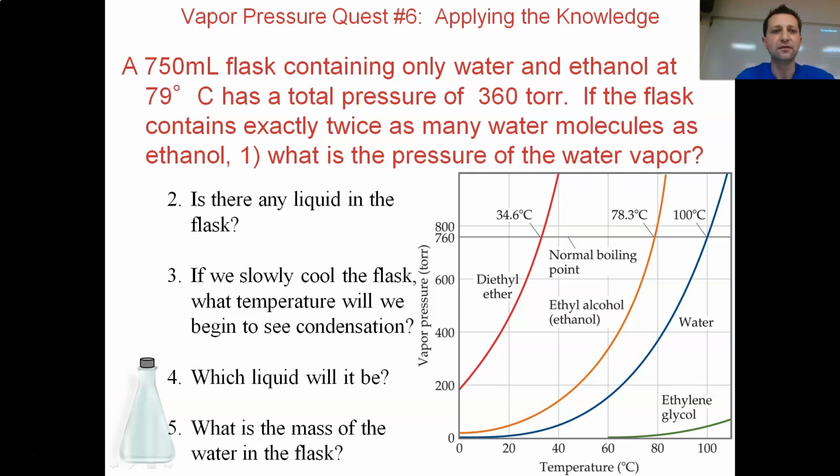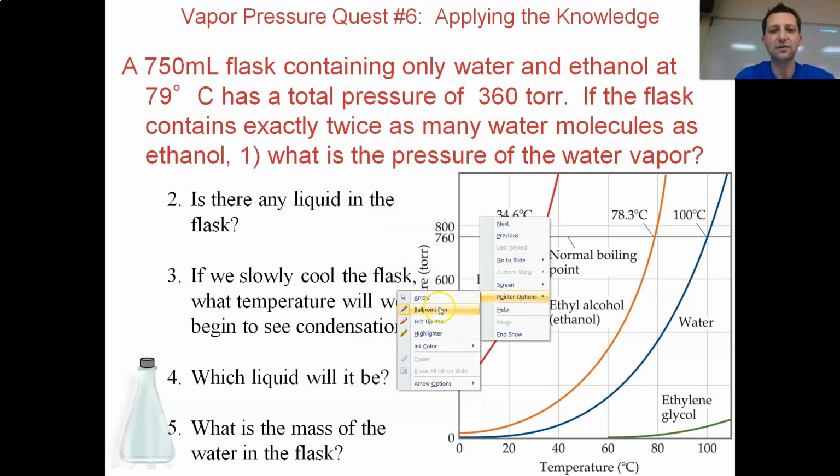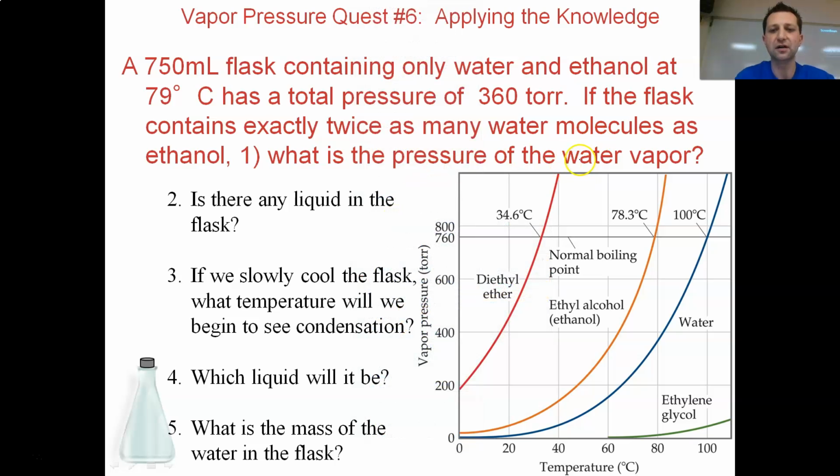So we're on vapor pressure question number 6, which says a 750 milliliter flask contains only water and ethanol at 79 Celsius. Total pressure is 360. Flask contains twice as many water molecules as ethanol molecules. So what's the pressure of the water vapor? Let's figure that out first. That's question number 1. So I'll go through and show you a little bit of work wherever I can find space on here. We can go from there.